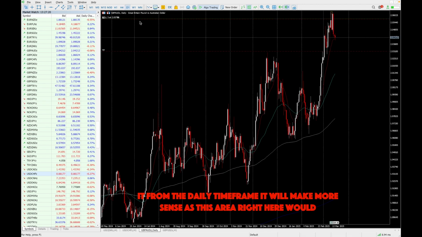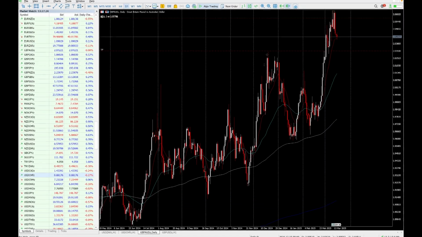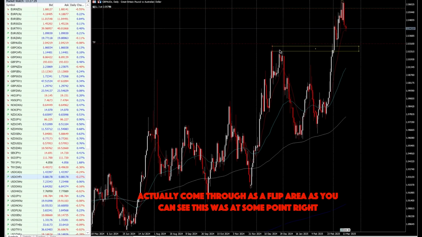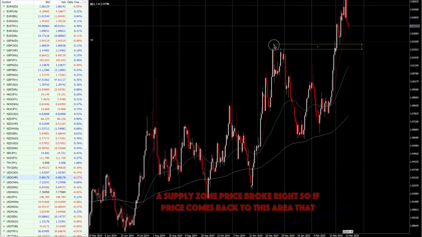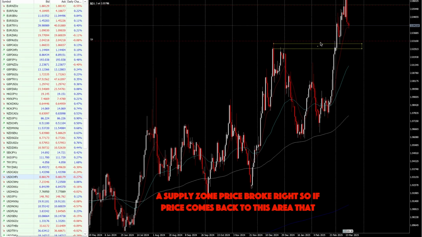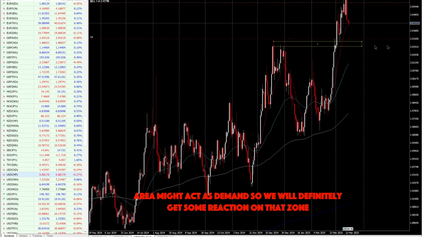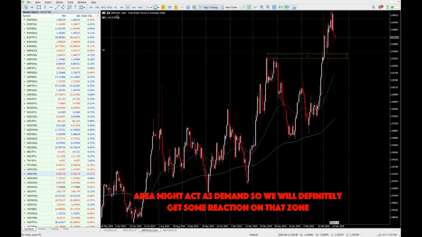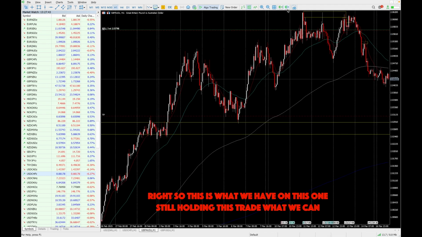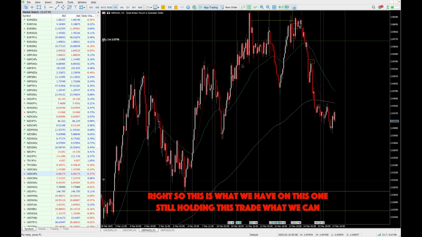So as you can see, currently price is moving in that direction right now, and if you look at it from the daily time frame, it will make more sense, as this area right here would actually come through as a flip area. As you can see, this was at some point a supply zone. Price broke, right? So if price comes back to this area, that area might act as demand, so we will definitely get some reaction on that zone. Right, so this is what we have on this one, still holding this trade.